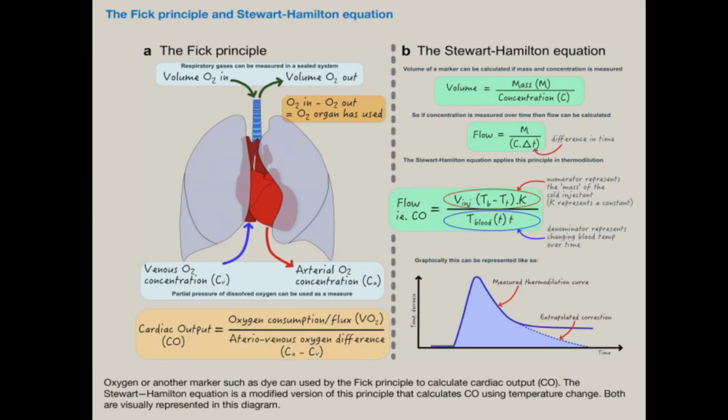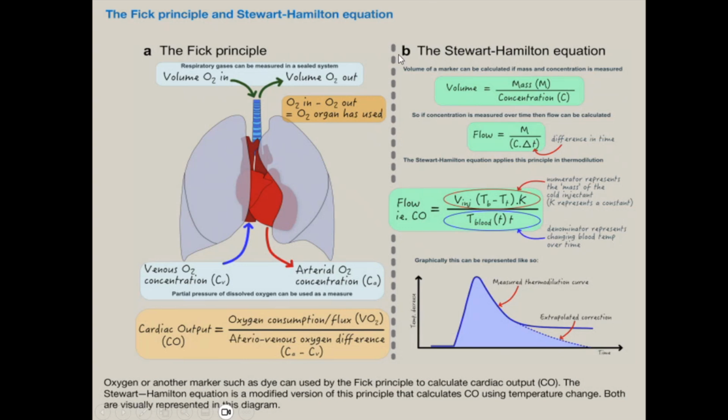So here, Fick's principle is all about what goes in must come out. If it doesn't equal what goes in, the difference is what has been consumed. In Fick's principle, we use oxygen as a parameter to calculate your cardiac output. So your cardiac output is oxygen consumption, flux VO2, divided by the arteriovenous oxygen difference, your CaO2, arterial oxygen content, minus your venous oxygen content. The difference of it is your oxygen consumption, the flux. Flux is your delivery.